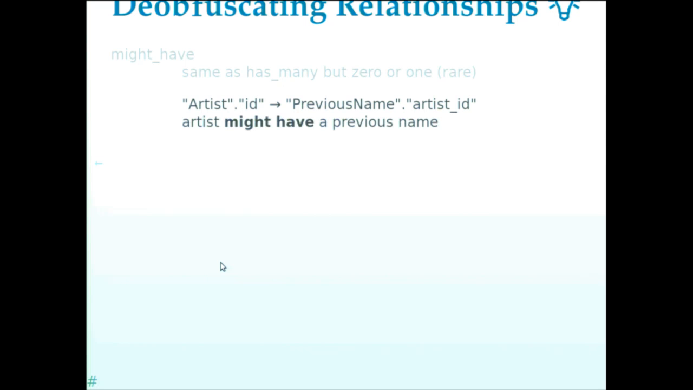All right, good. So there's a few other relationships that are more rare. There's a might have. It works the same way as the has many. So for example, an artist might have a previous name. I had to kind of come up with examples for this because in our schema we have maybe 4 might haves and they're just bizarre. So it's 0 or 1, that's it. This is the example I came up with.